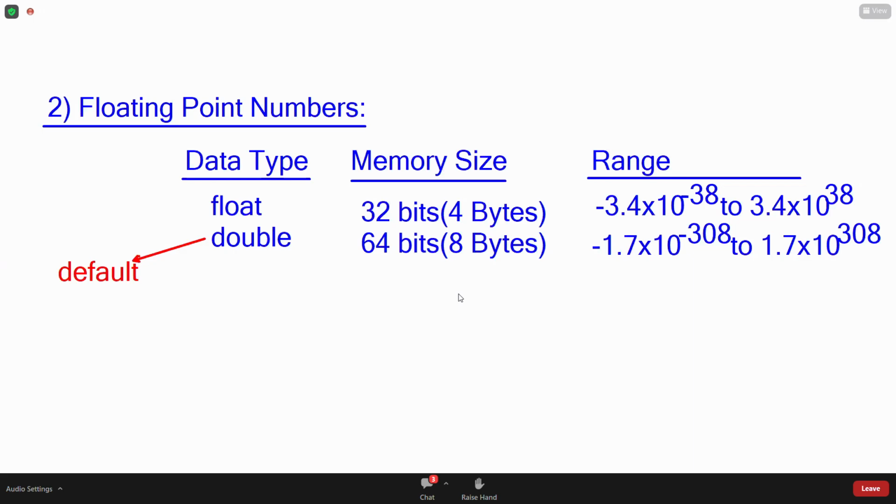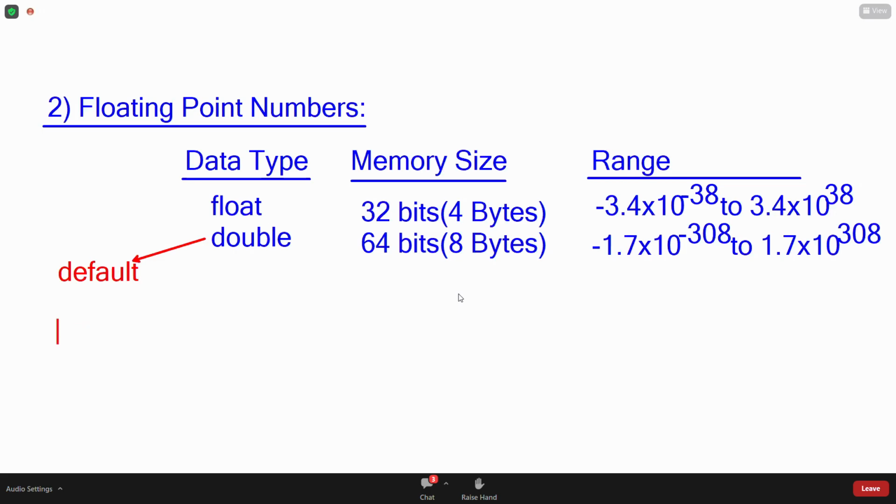Floating point numbers, two data types: float, double. Here 4 bytes it will occupy, and here 8 bytes it will occupy. The range is like this. These ranges and these sizes, no need to remember. Okay.